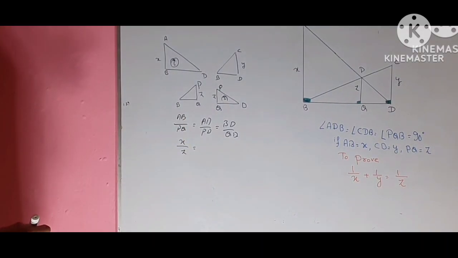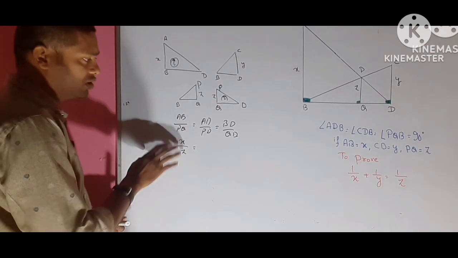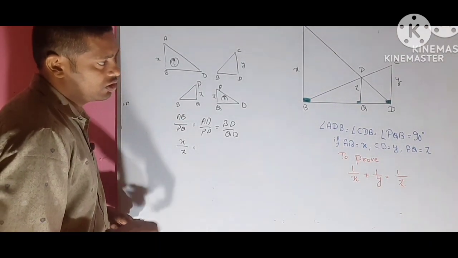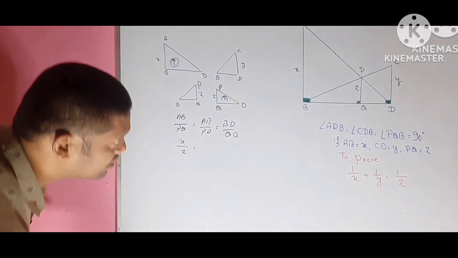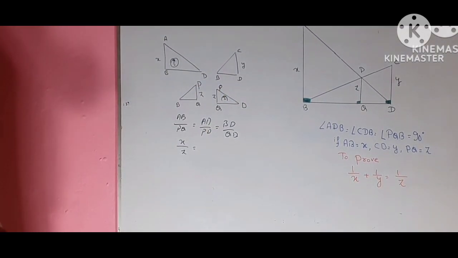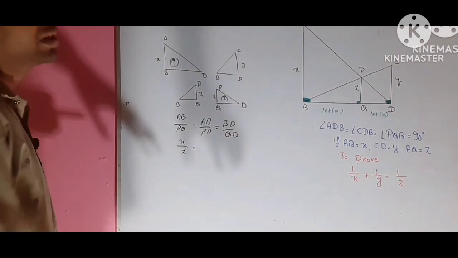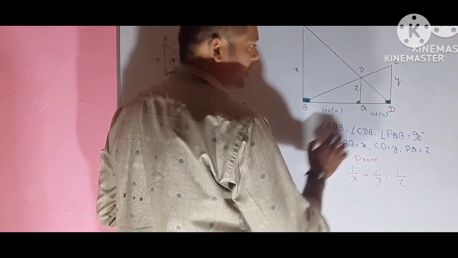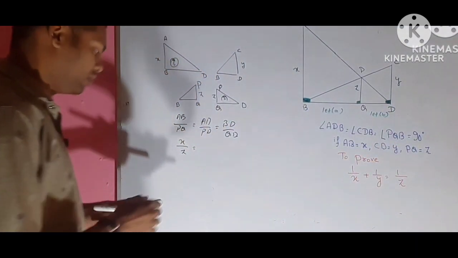So what do we have to do? We are not having any values apart from this one. So in this case, we have to take some values. We'll assume the values by ourselves. So what values are we going to take? I have taken A and B in that case. So I'll say let BQ is equal to A and QD is equal to B. Why? It will be easy for us to do the sums.